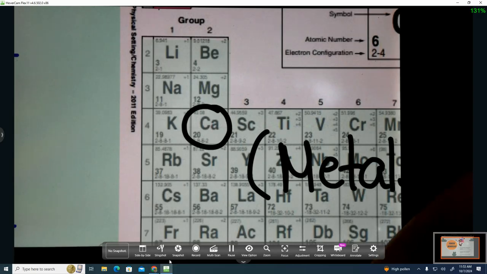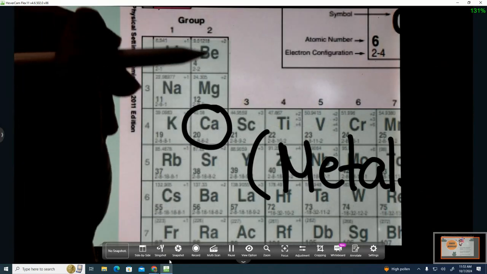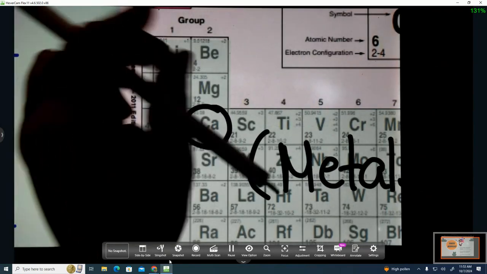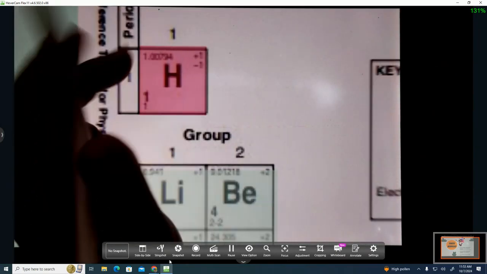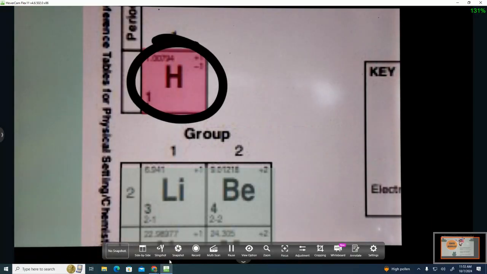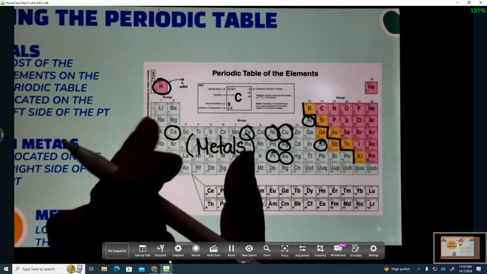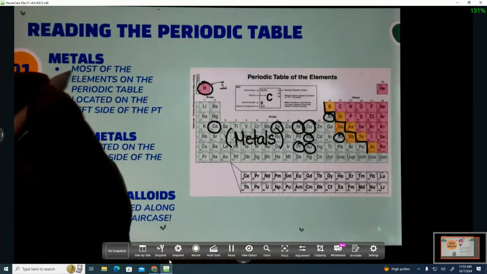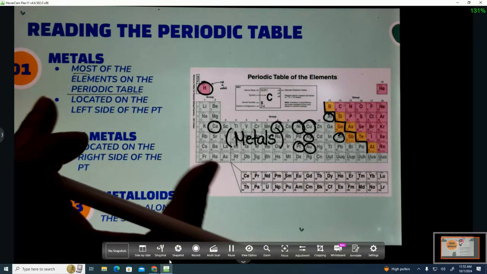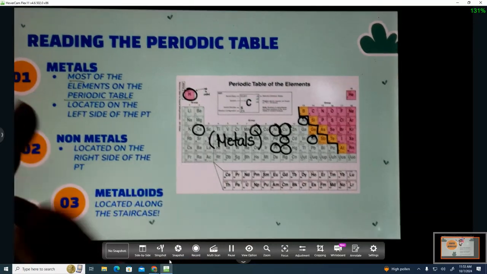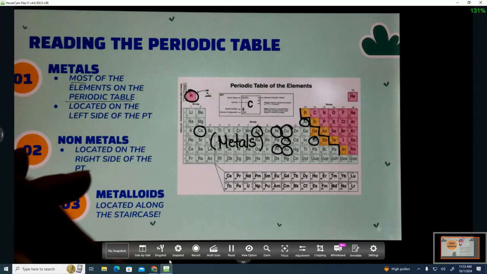Bone is made out of a compound of calcium and something else. So these are still metals. Now there's one element on the left side of the periodic table that is not a metal, and that is hydrogen. Not a metal. It's a non-metal that found its way over here. Okay? So most of the elements on the periodic table are going to be your metals, and they are located on the left side of the periodic table.